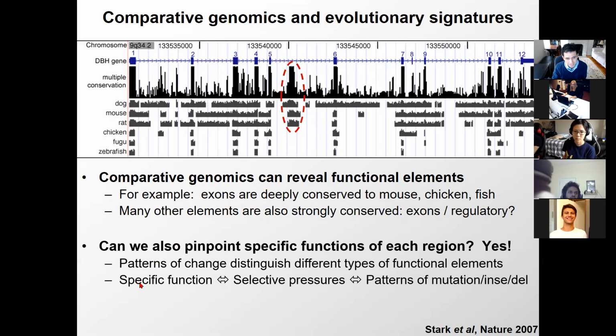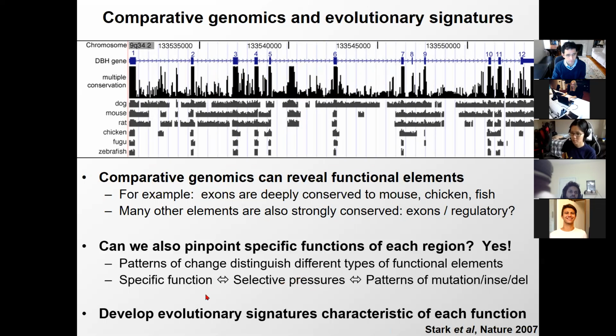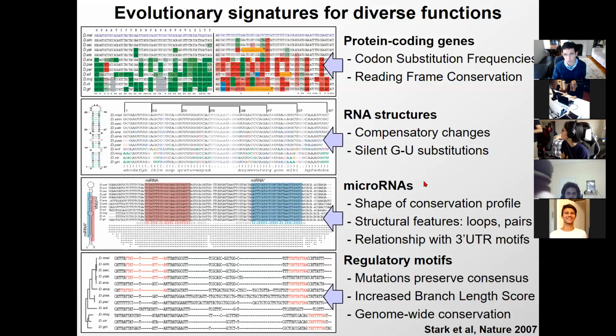And then the concept here is that the specific function of a region, whether it's a protein coding gene or a non-coding RNA or a regulatory motif, the specific function dictates the selective pressures that are acting on a region. And those selective pressures, in fact, dictate the patterns of mutations, insertions, and deletions that we're going to be finding. So we can therefore develop evolutionary signatures that are characteristic of every type of function.